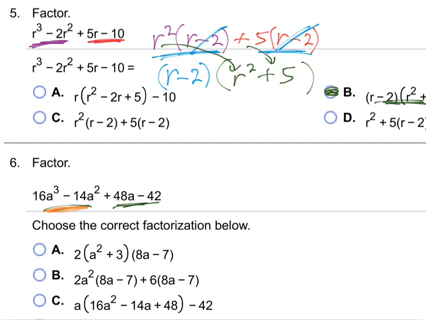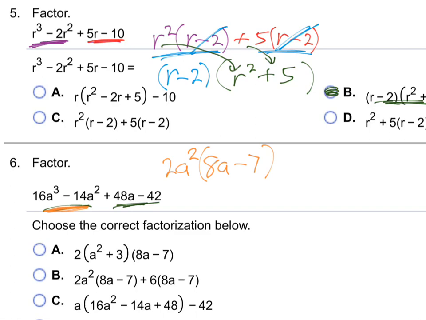So what do the first two have in common? 2a squared. 2 goes into 16 and 14, right? And they have a squared in common. Remember, we do the first two. What's the GCF for the first two? 2a squared. What does that leave? 8a minus 7.